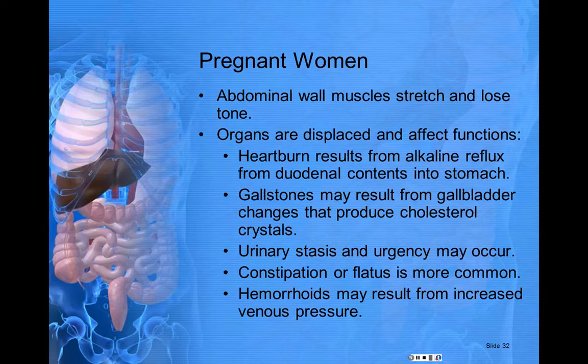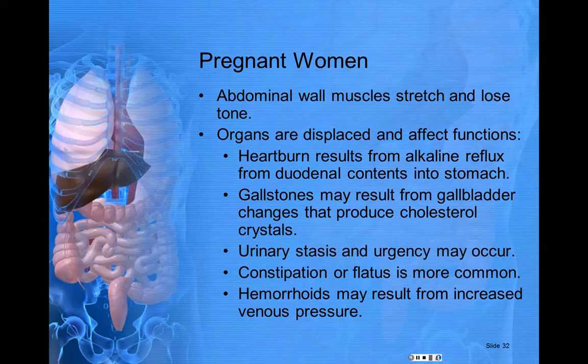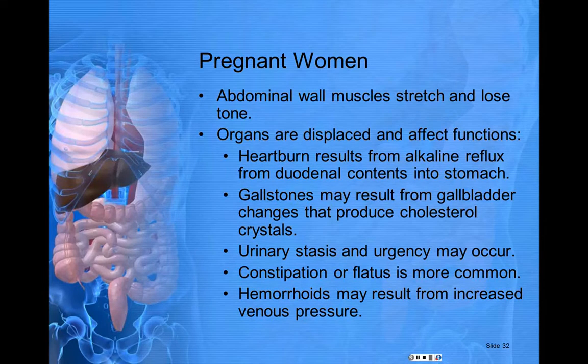In pregnant women, the abdominal wall muscles stretch and lose tone. The organs are all displaced because of the increasing uterus, which affects their function.